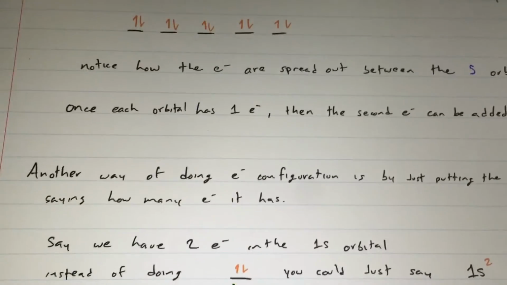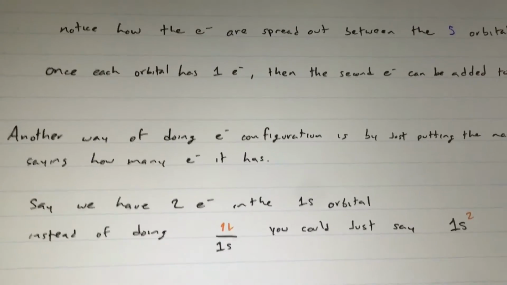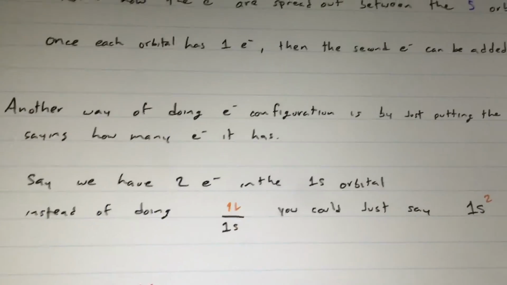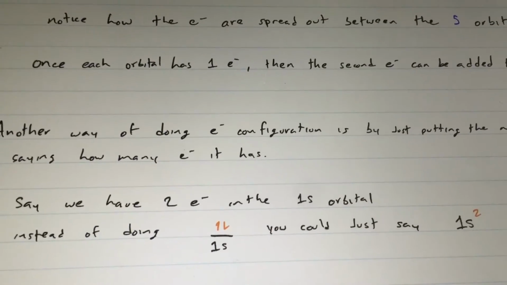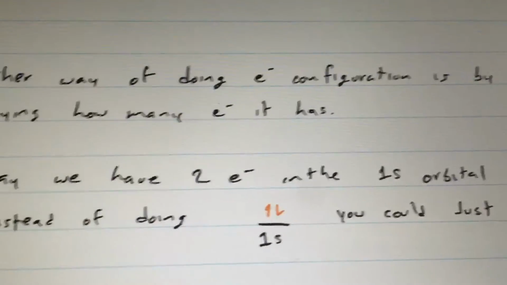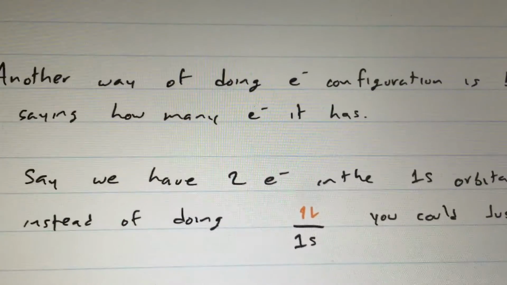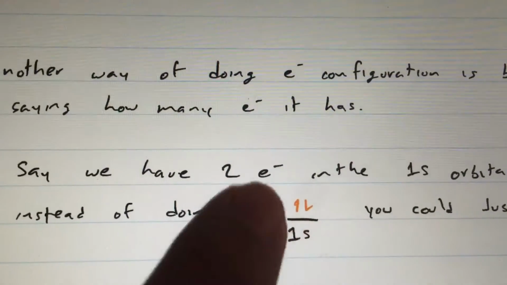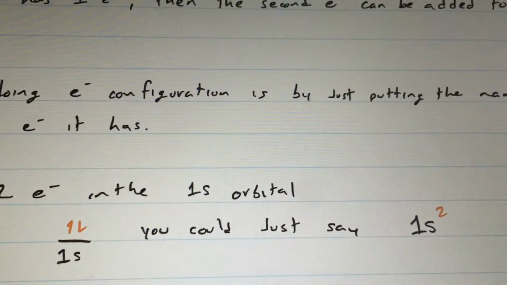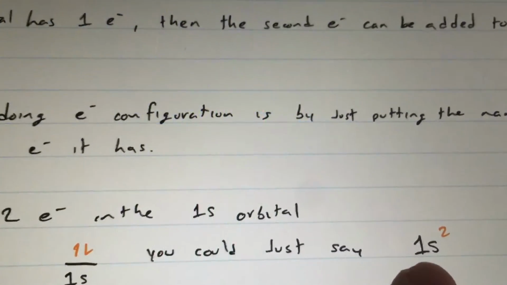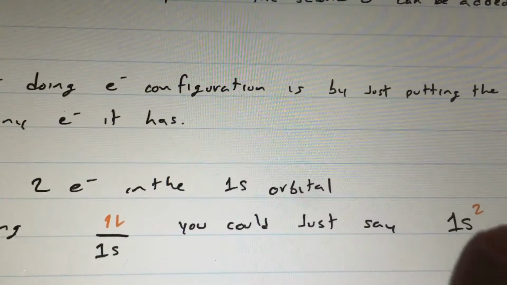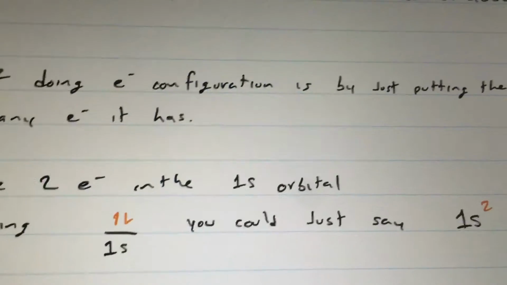Now let's go to the second way of doing it. Instead of writing out each orbital with the lines and putting the electrons in there, what we could do is just list the name of the orbital and put the number of how many electrons it has. So say we have 2 electrons in the 1s orbital. Instead of doing our usual orbital with the 2 electrons showing, 1 up and 1 down, we could just say 1s2, right? Because we're at the 1s and we have a total of 2 electrons. So 1s and the total of electrons.